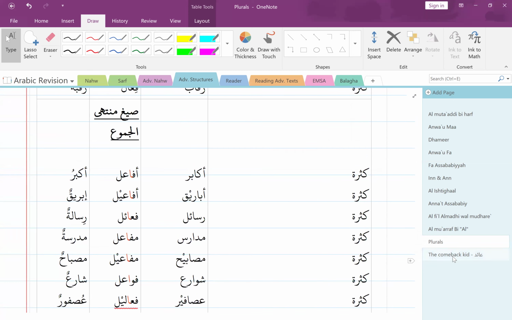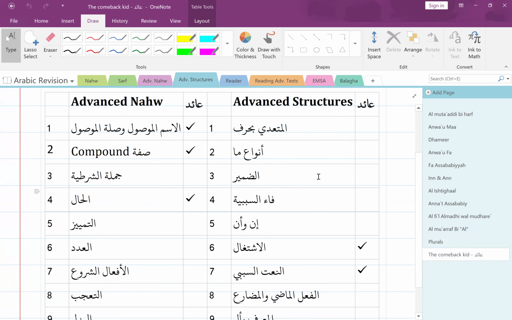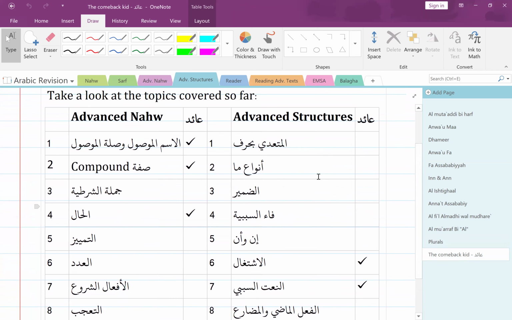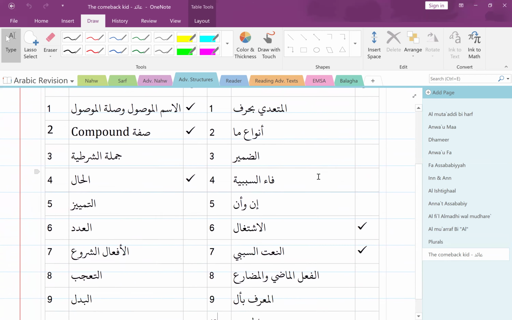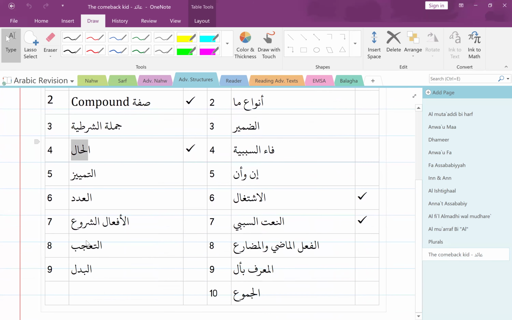All right. One final thing before we leave, I just wanted to show you something. We talked about a'id. This is a pronoun that keeps coming back. And I just wanted to show you how notorious the a'id is. It appears a lot. That's why it's an important thing. So, for example, we did advanced Nahu before we started advanced structures. And it was there in ism mawsul. It was there in compound sifa. It was there in al-hal. And that's about it.